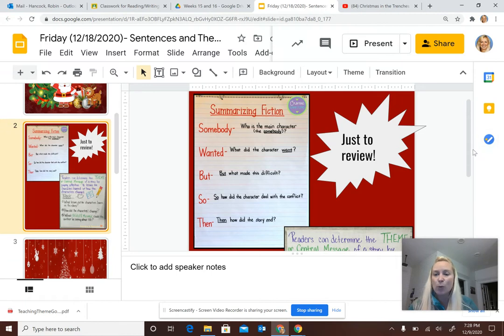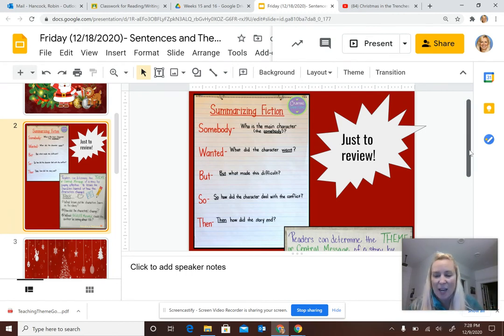And it's just an easy way because you make sure you get all the high points when you do that. Somebody wanted, but so then. Make sure you get all the high points when you retell a story because that's all you want to do, you want to retell. When you summarize, you retell in your own words and you only tell the big points from the story, the big moments from the story. So somebody wanted, but so then.